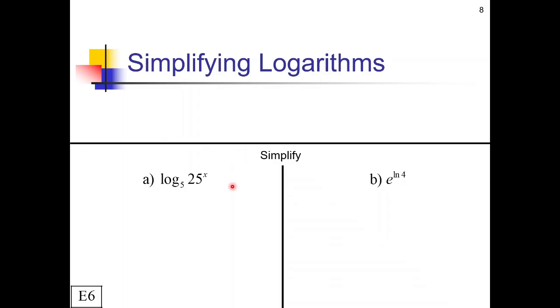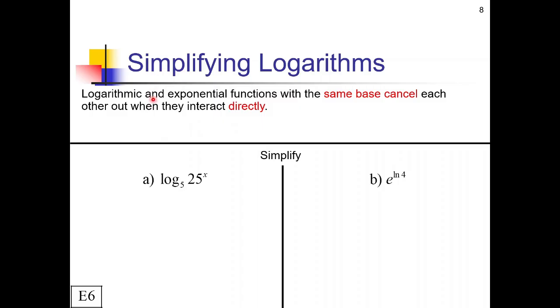At this point, we're going to be doing some simplifying of logarithms. Now, when you evaluate a logarithm, that is kind of simplifying, but this is sort of a different take on all that. So the key concept we're going to be using on these problems down here is the idea, which we kind of saw when we were evaluating logs and rewriting in terms of the base, that logarithmic and exponential functions that have the same base kind of cancel each other out when they interact directly.